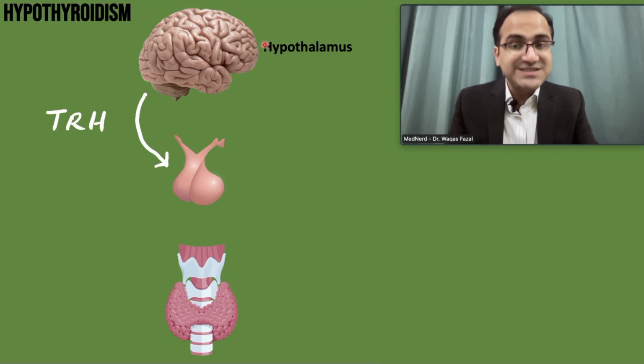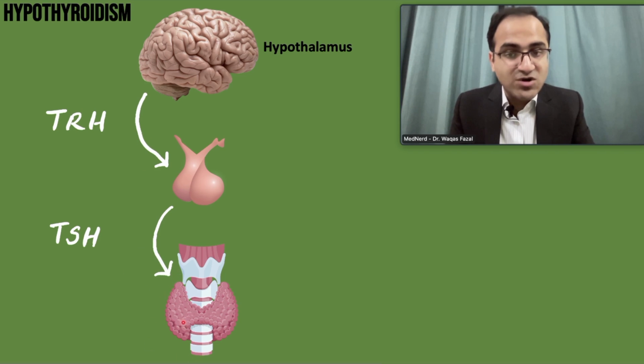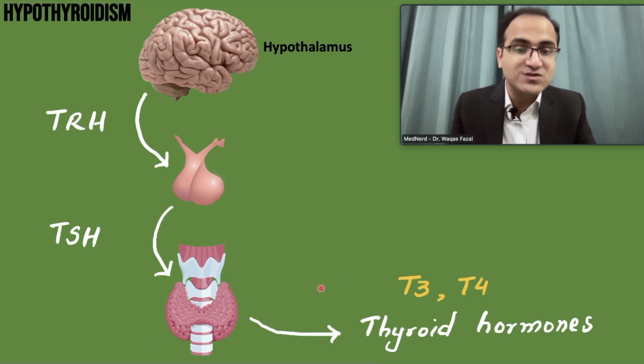Hypothalamus in the brain signals the anterior pituitary through thyroid releasing hormone to secrete a hormone called thyroid stimulating hormone. So signal from hypothalamus releases thyroid releasing hormone. Thyroid releasing hormone acts on anterior pituitary and releases thyroid stimulating hormone. Thyroid stimulating hormone acts on the thyroid gland present in our neck, and that thyroid gland then produces thyroid hormones. These thyroid hormones include T3 and T4.